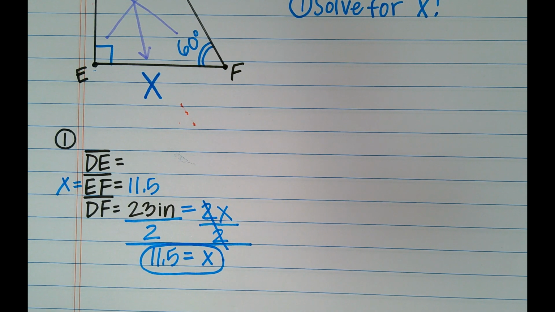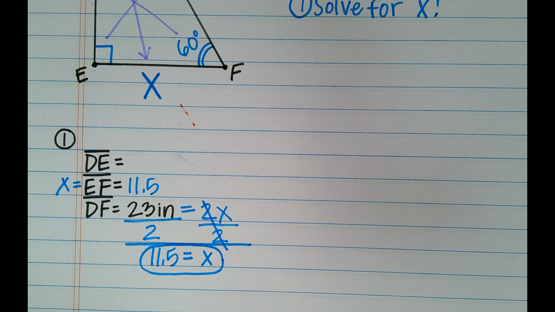Misty, where'd you get your 19? Oh, I was doing the, I'm sorry. Was it a different problem? Yeah. Okay, I got you. That's okay. As long as it makes sense to you, that's good.